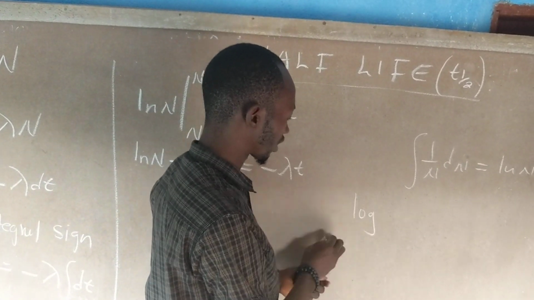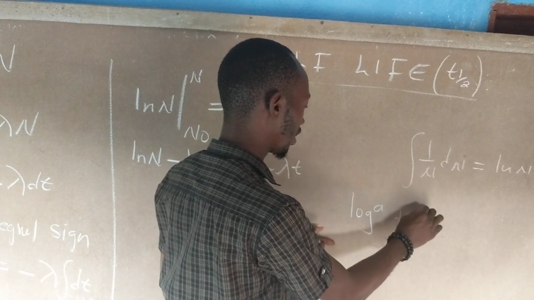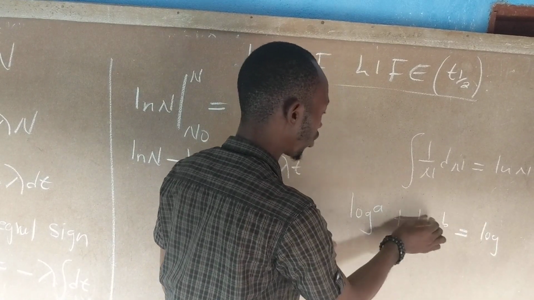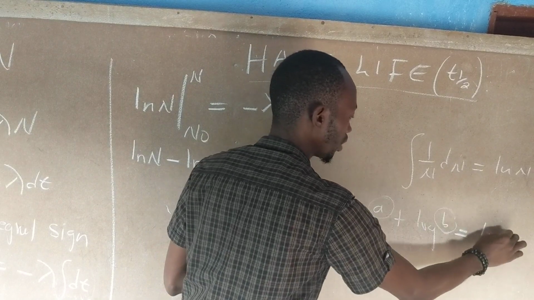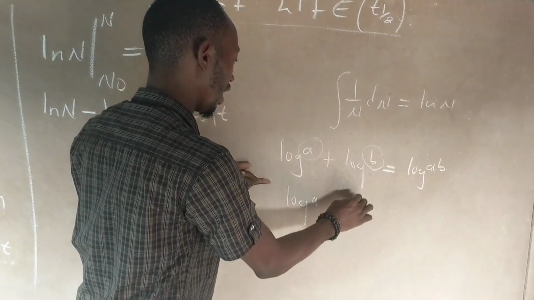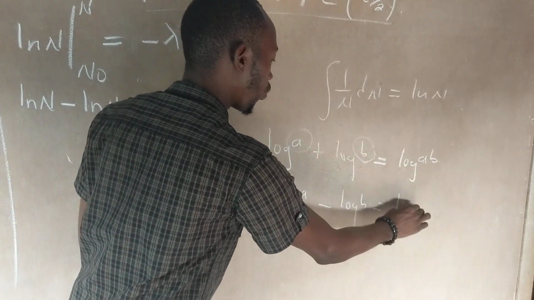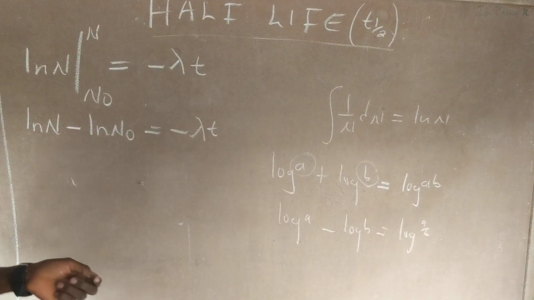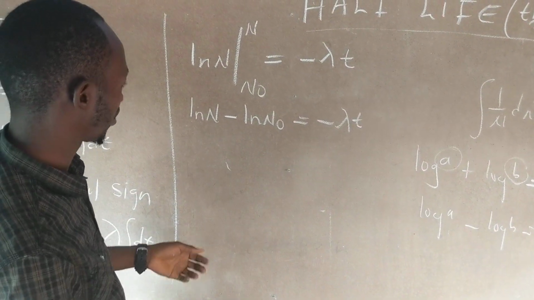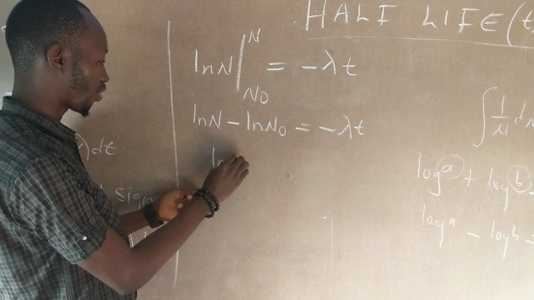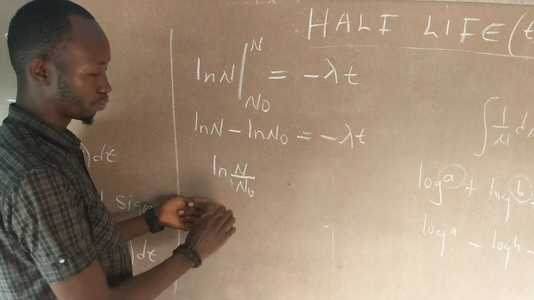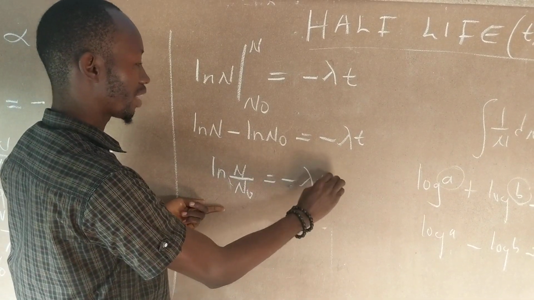As a science student or as a mathematician, if you have log a plus log b, since we are adding, we can take one log and multiply the values. So it's going to be a times b, which is ab. Similarly, if we have the same log but we are subtracting, we take one and we divide. ln and log are almost the same, they are related. So if we take ln here, it's going to be the first value, and since we have the minus sign here, we divide it by N0, equals negative lambda t.